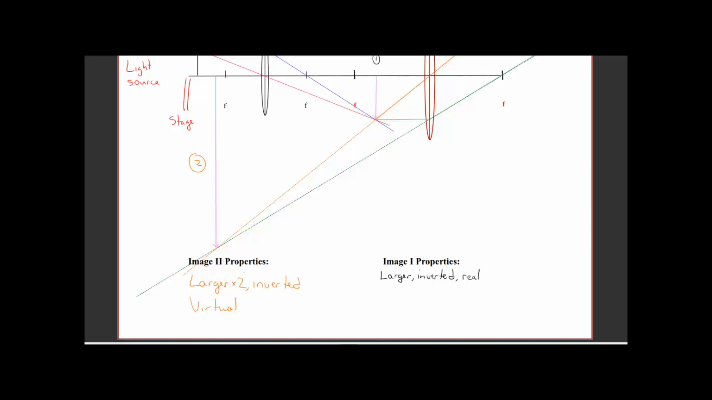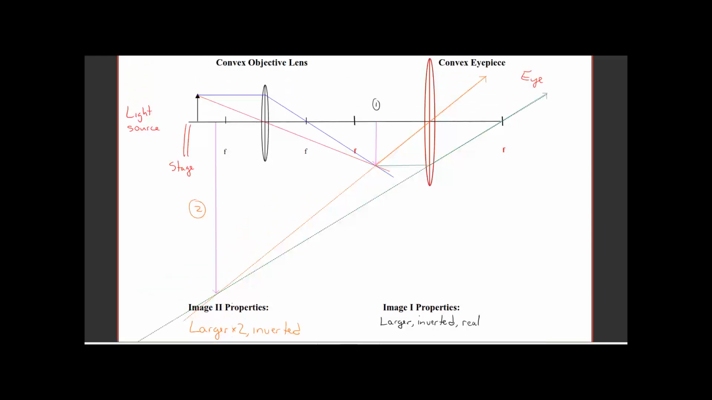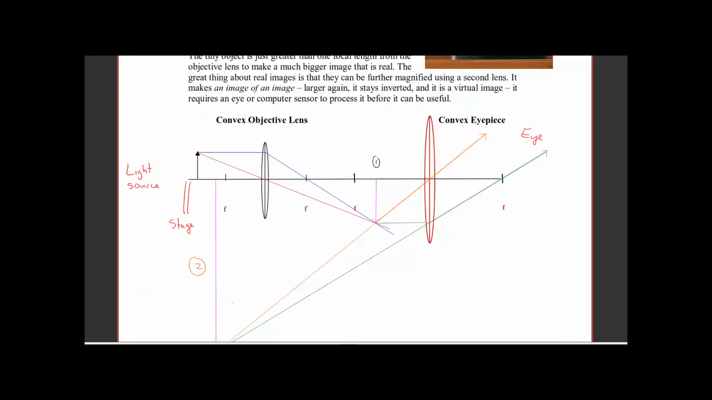So our final property, what we actually see when we look through a microscope, is that our image is larger times 2. It's upside down. Everything is backwards in a microscope. And it's a virtual image, so we have to look through it.